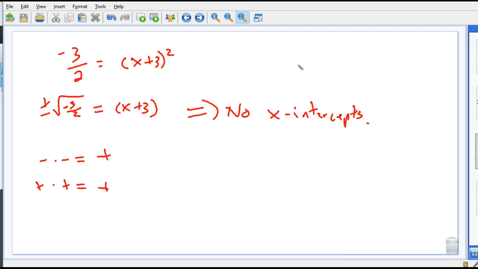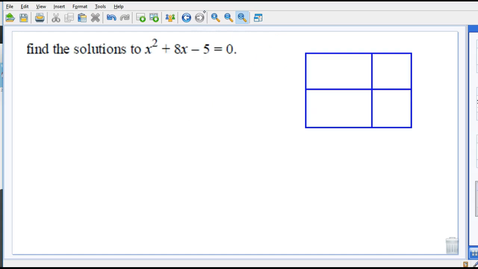Alright, so there you go. Those are your two examples. Now we're going to have some bonus material so that you can review how to do some of these. Okay, so in case you were stuck, let's go through this problem.